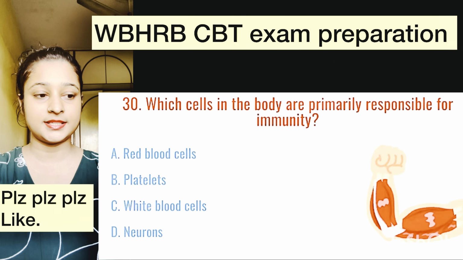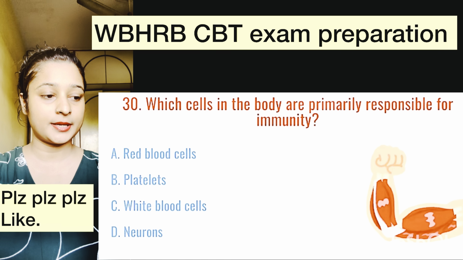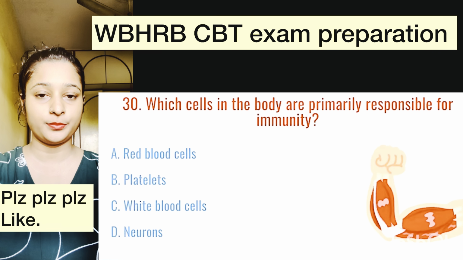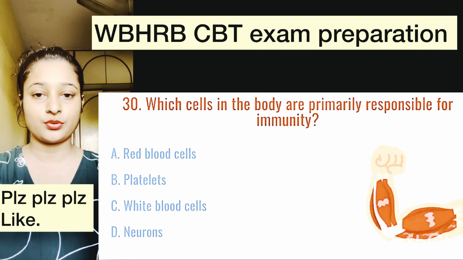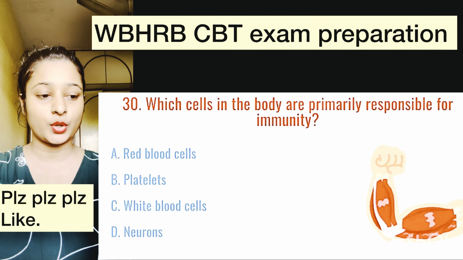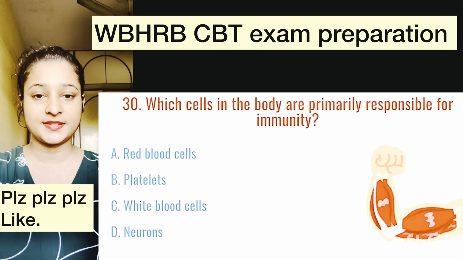Question number 30 is which cell in the body are primarily responsible for immunity? Option A is red blood cell, option B is platelet, option C is white blood cells and D is neurons. Here correct option is option C white blood cells.